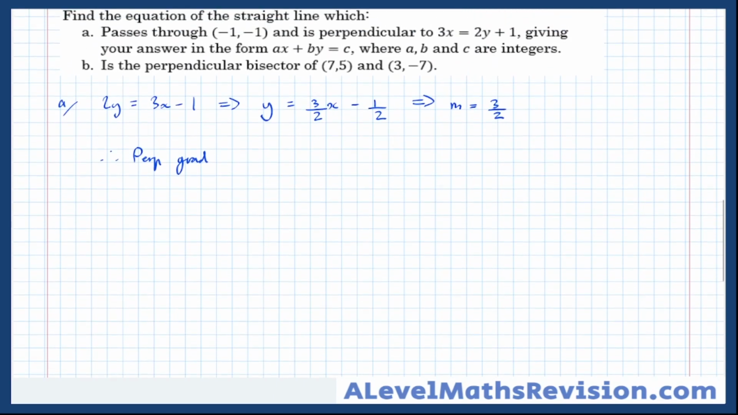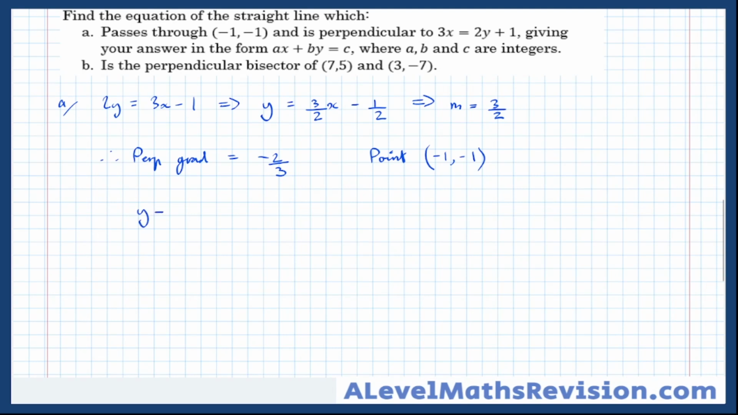So the perpendicular gradient must be, well, find the reciprocal of 3 over 2, which is 2/3, and shove a minus sign on. Two gradients are perpendicular if they are the negative reciprocal of each other. Okay, so we know the perpendicular gradient is minus 2/3. We know the point is (-1, -1). Therefore, we're ready just to shove it in the general equation of a straight line.